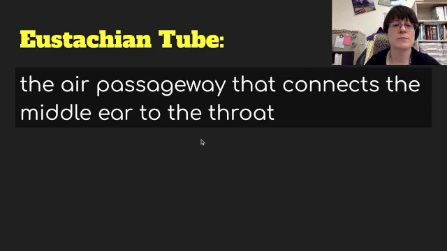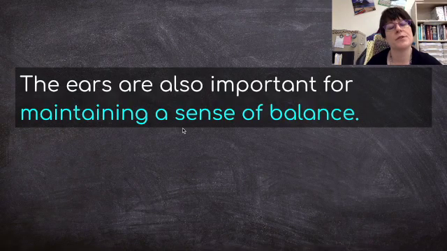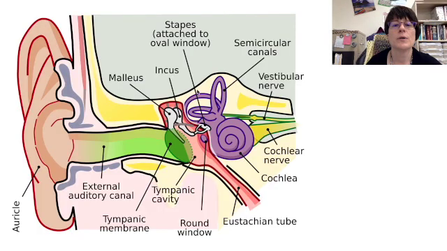Now, sometimes your ears pop, especially when you're changing altitude. And so that is sometimes helped if you're chewing gum or you just move your jaw, because it will help to equalize that pressure in your eustachian tube. The ears are also important for maintaining a sense of balance, as I discussed with those semicircular canals. So semicircular canals right here maintain balance.